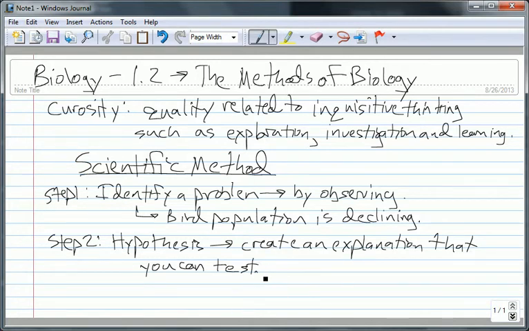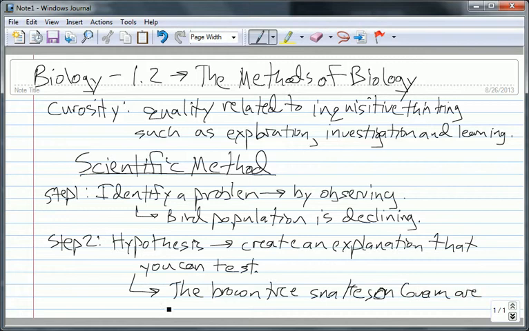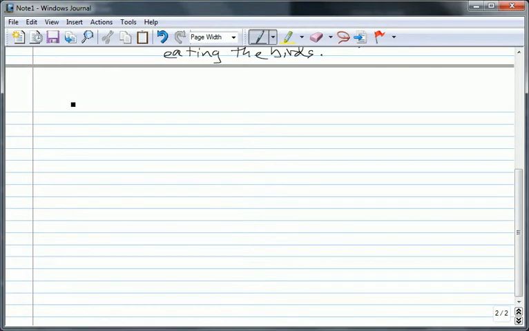One of the observations that they made was that there were brown tree snakes in the trees, but very few birds. And so the hypothesis that they came up with was that the brown tree snakes on Guam are eating the birds. This is their hypothesis. It could be tested. They could go make observations and figure out whether this is actually occurring. All right, so that was step 2.